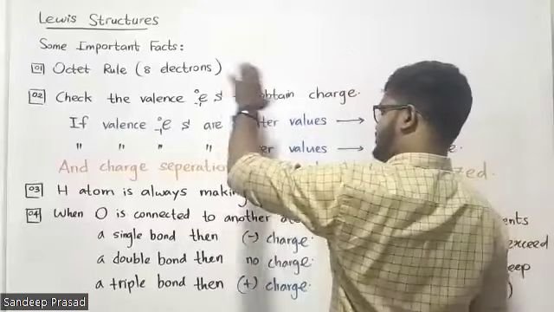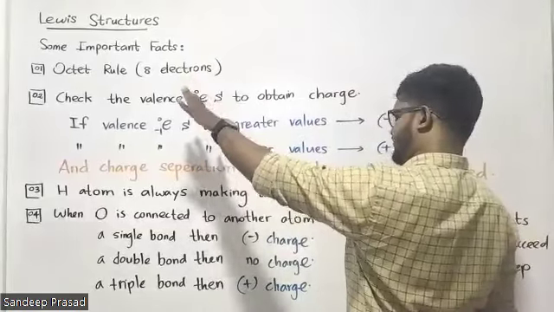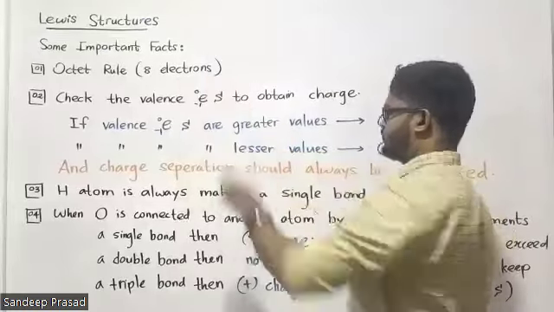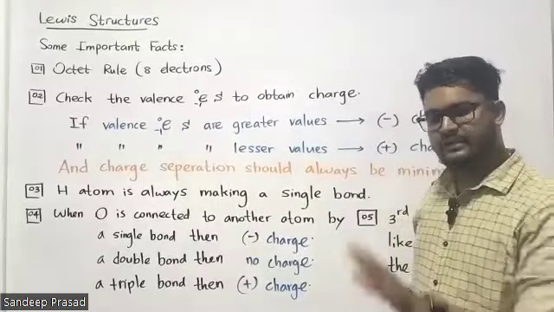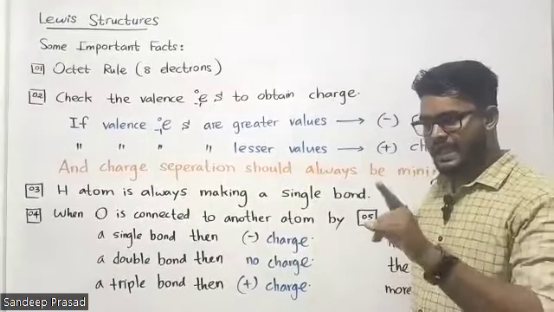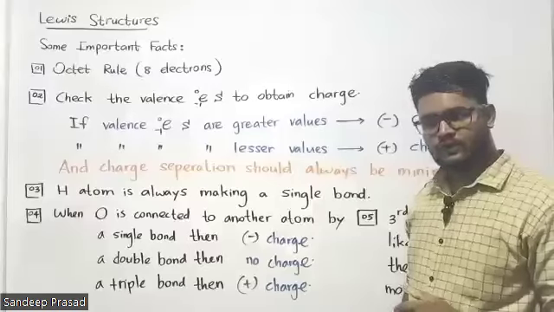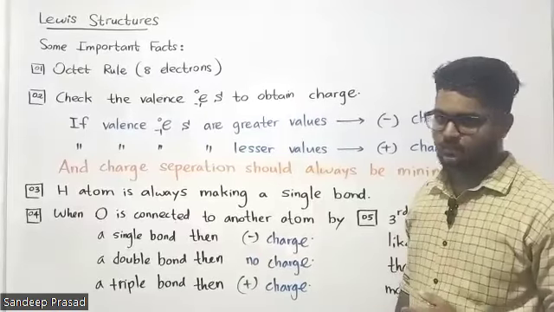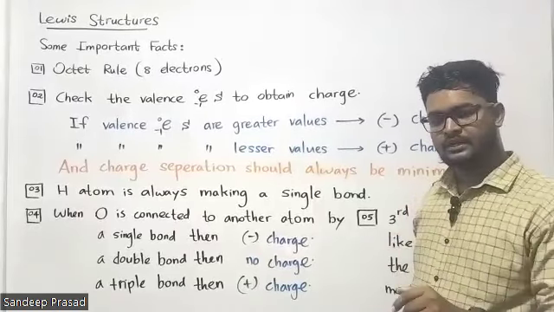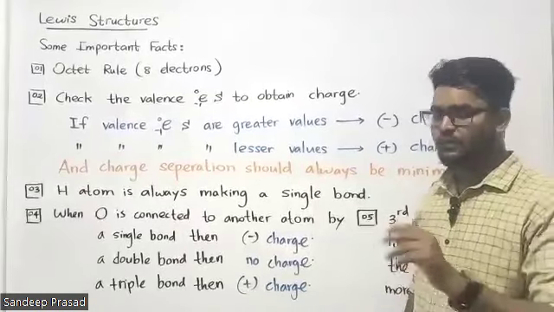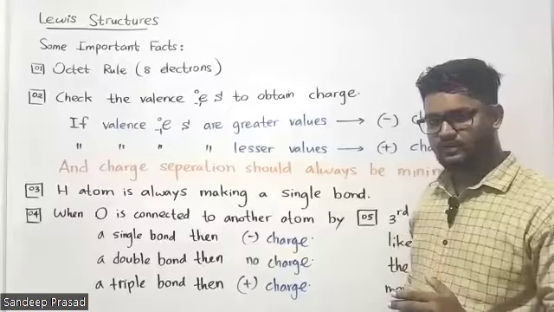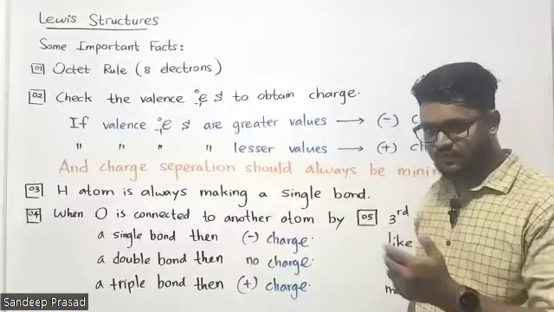Students, remember when we are drawing the Lewis structures, we always have to give priority to the octet rule. 8 electrons is very important. At the beginning of the lesson, I told you that the octet rule is mostly followed by the second period elements. For example, carbon, nitrogen, oxygen, fluorine, they make covalent bonds, so they satisfy the octet rule.